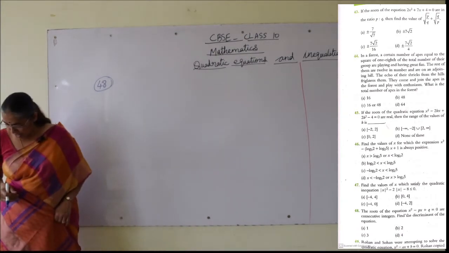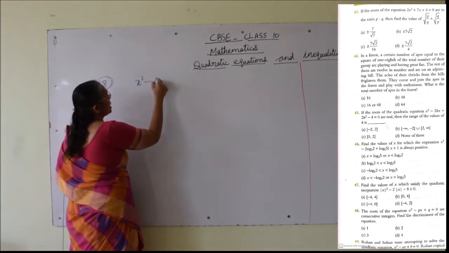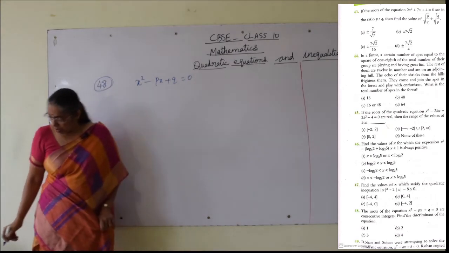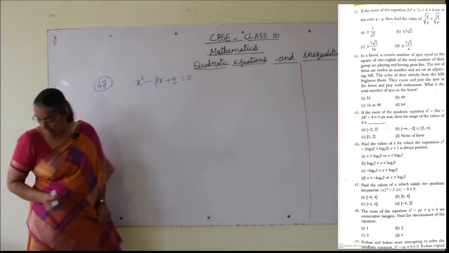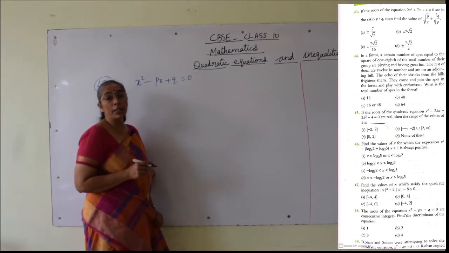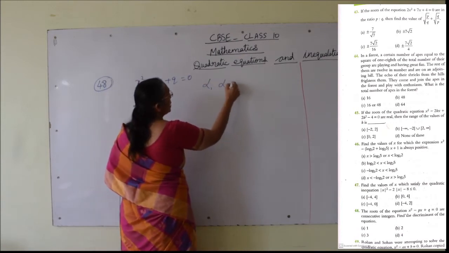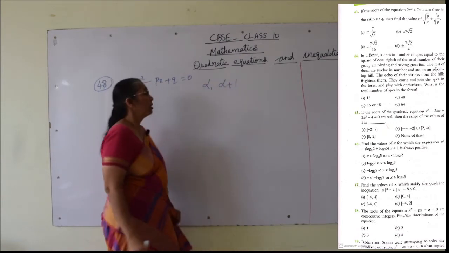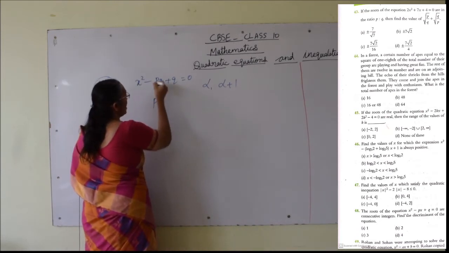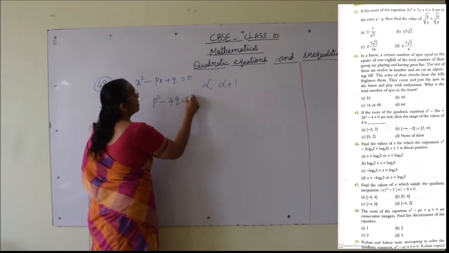Question number 48. The roots of the equation x squared minus px plus q equals 0 are consecutive integers. Then find the discriminant of the equation. What do we mean by consecutive integers? The next number. Suppose alpha is one root, then the next root is alpha plus 1. The question is, what is the discriminant? b squared minus 4ac, where b squared is p squared, minus 4q, with q times 1. So this is our question.